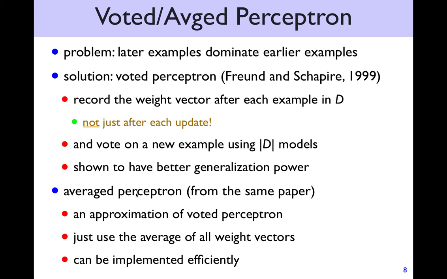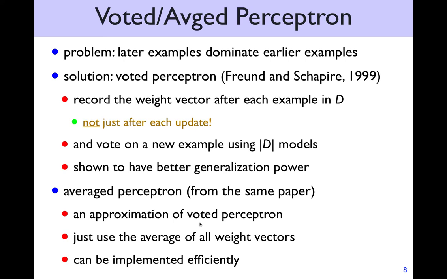So the same author in the same paper also provided another approximation. It's an approximation of an approximation, right? So voted perceptron can approximate max margin, and average perceptron can approximate voted perceptron. So average perceptron is much easier.